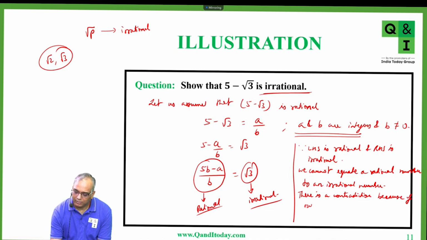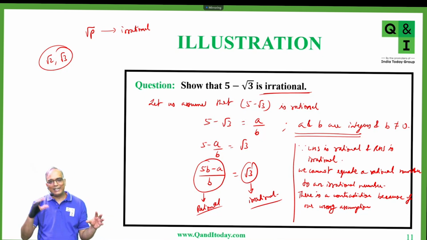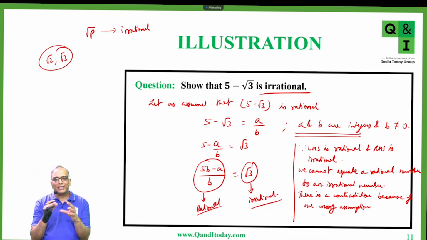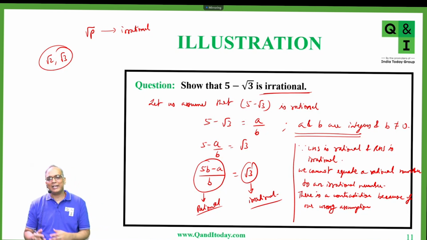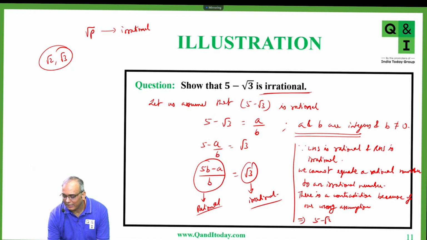because of our wrong assumption, right? You have a rational number on LHS and an irrational number on RHS. You cannot equate them together. You cannot equate a rational number to an irrational number. The left hand side and right hand side in an equation have to be the same. It cannot be two different kinds of numbers. So that means this has happened because of our wrong assumption. So what was our assumption? Our assumption was that 5 minus root 3 is rational. This implies 5 minus root 3 is irrational.